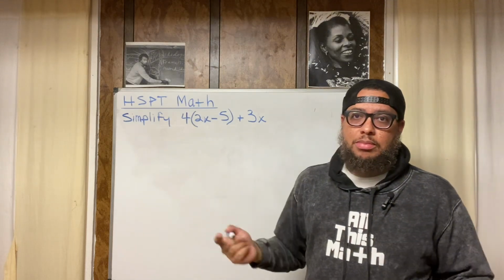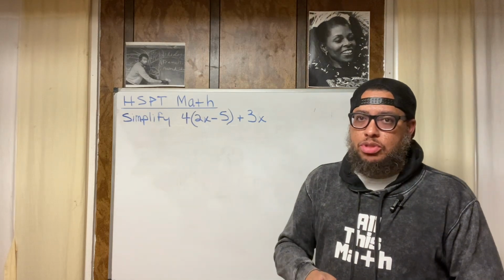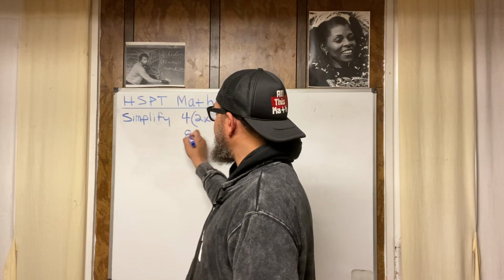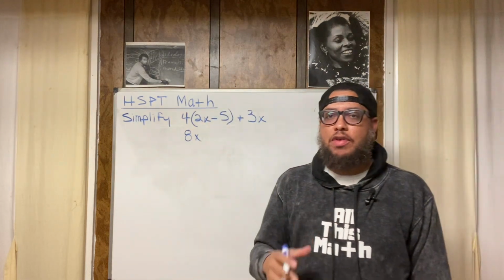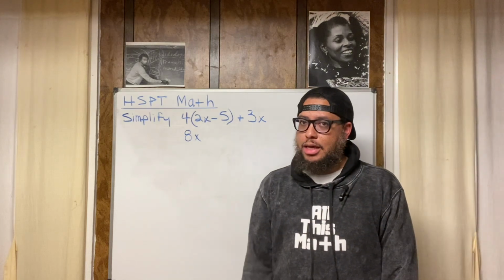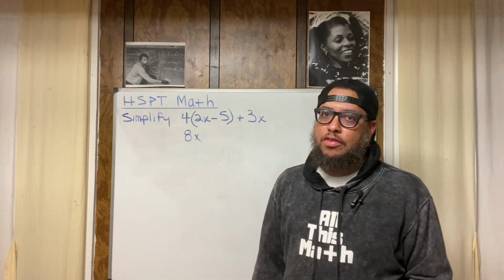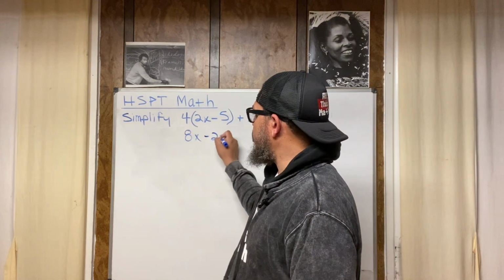So you need to know your multiplication facts. You need to know that 4 times 2 is 8. So therefore, 4 times 2x is 8x. Right. I know you were about to say that. And then you're going to multiply 4 by -5. Now, 4 times -5 is not positive 20. I'll say it again. It isn't positive 20. A positive multiplied by a negative gives you a negative product. 4 times -5 is -20. So we're going to say minus 20.